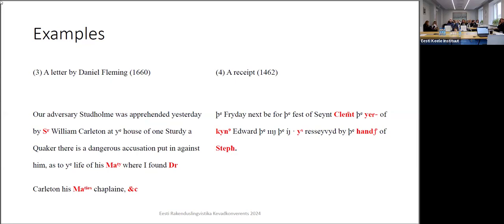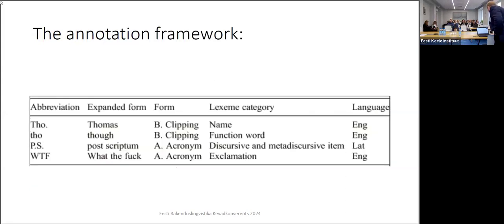And then there's one late medieval one. So the Friday next before the feast of Saint Clement. Because it's handwritten text, they use these squiggly things called brevigraphs. Saint Clement and the year will have a squiggly thing. King Edward the Fourth, so reign of the Fourth. This received by the hands of Stephen, and you get sort of various things added to the letters.